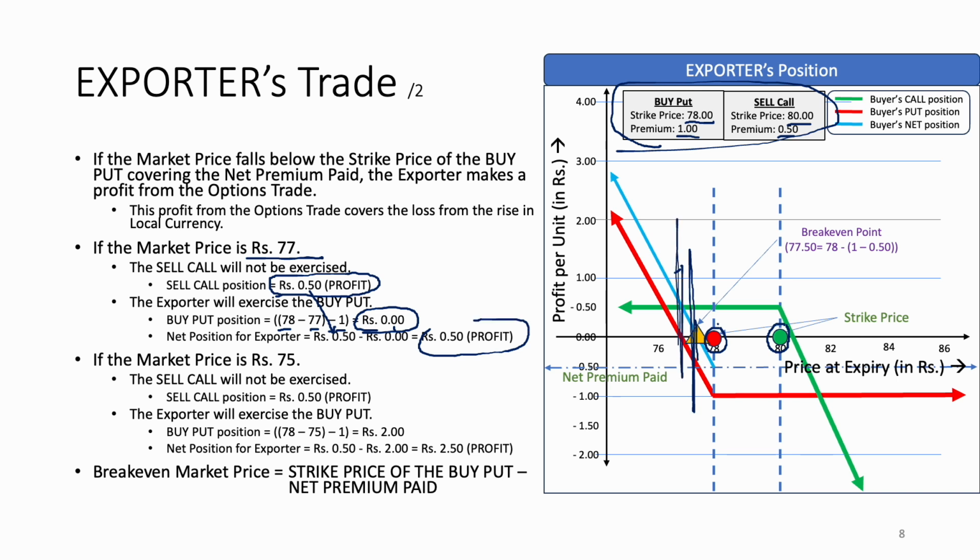This is the position on the graph. You notice that he is making a profit of 50 paise from this position. Supposing the market falls further to 75 rupees. Here again, the sell call will not be utilized.